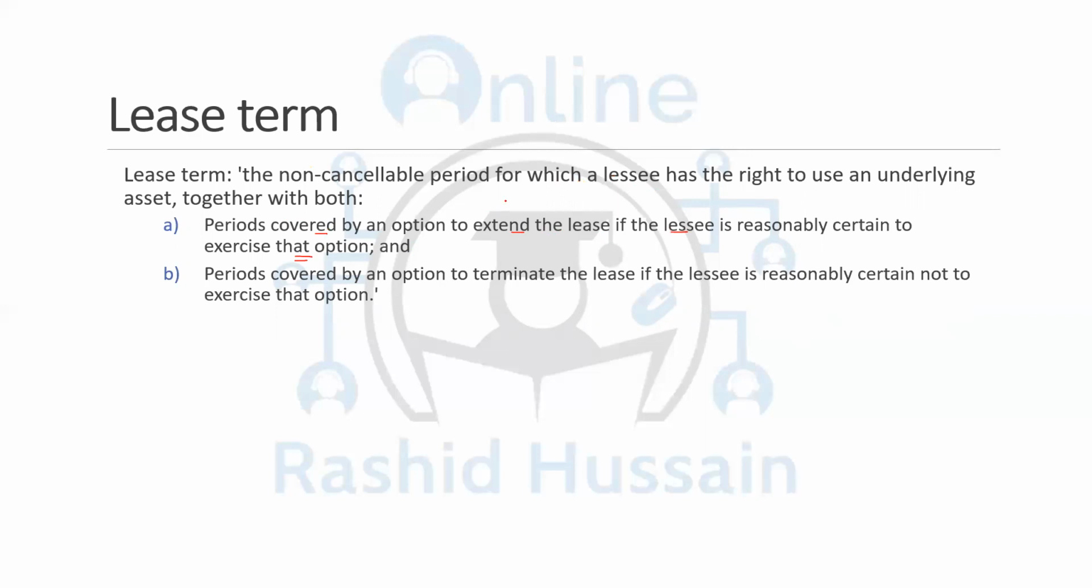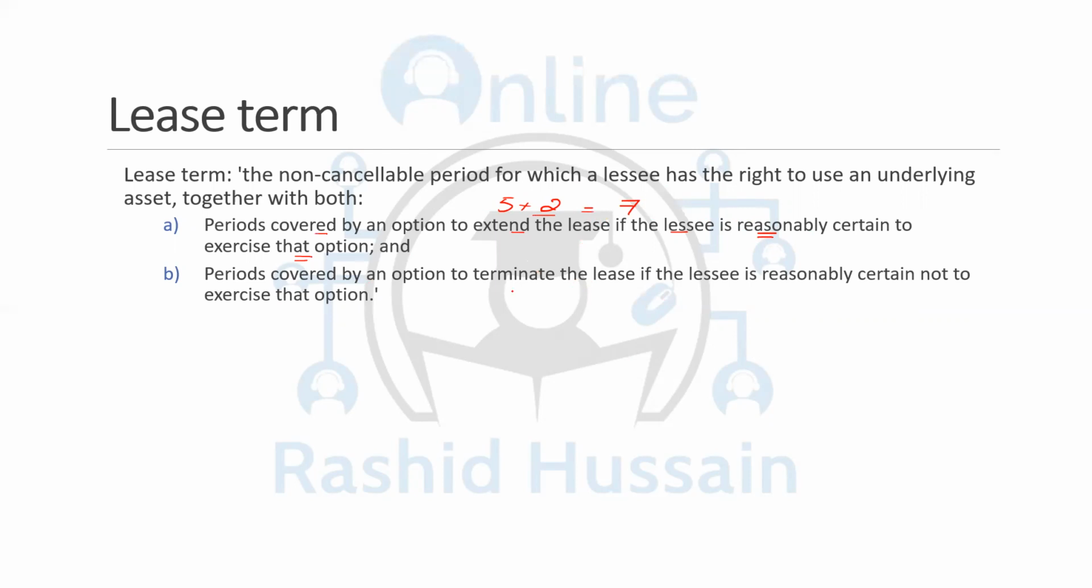For example, you have a lease period of 5 years, which is a non-cancelable period. And then you have an option to further lease it for another 2 years. And you believe that you will be availing these 2 years. You are reasonably certain that you will be availing that extra lease period option. In that case, the lease term should be 7 years, which means the non-cancelable period plus any extendable period in which you are reasonably certain to exercise that option.